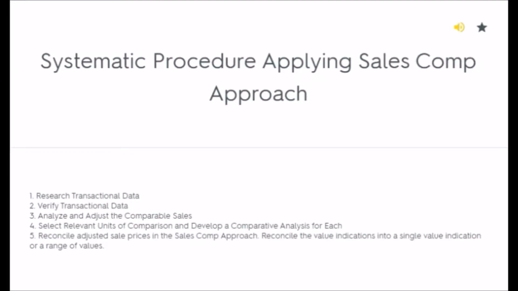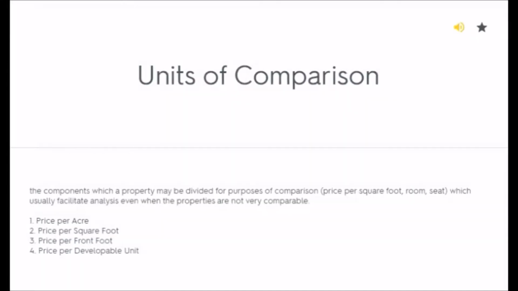Systematic procedure applying the sales comparison approach. Units of comparison. The components into which a property may be divided for purposes of comparison, which usually facilitate analysis even when the properties are not very comparable. 1. Price per acre. 2. Price per square foot. 3. Price per front foot. 4. Price per developable unit.